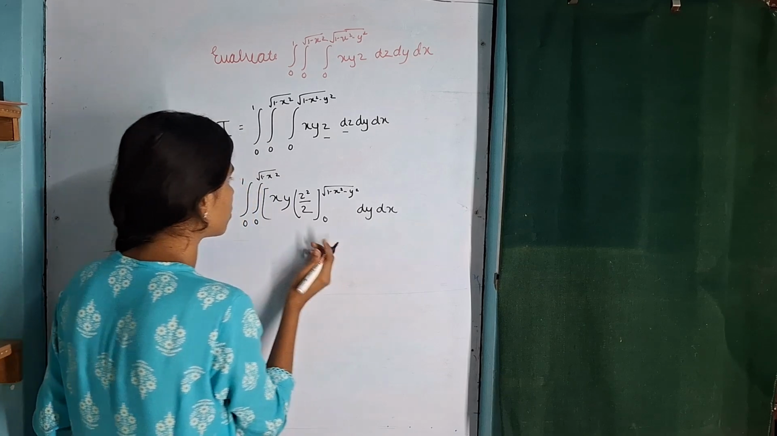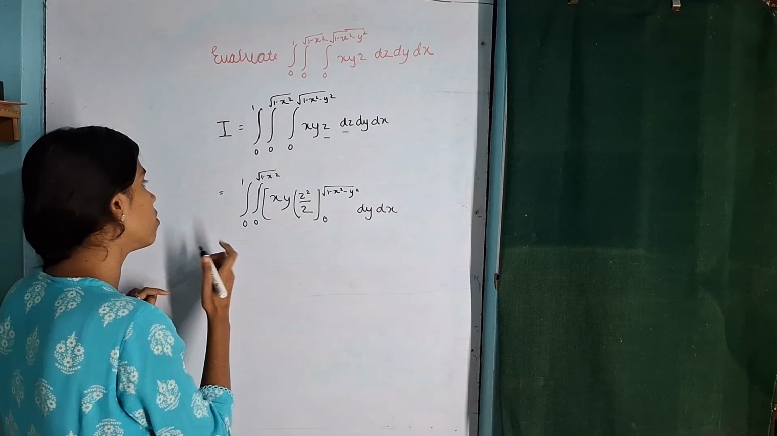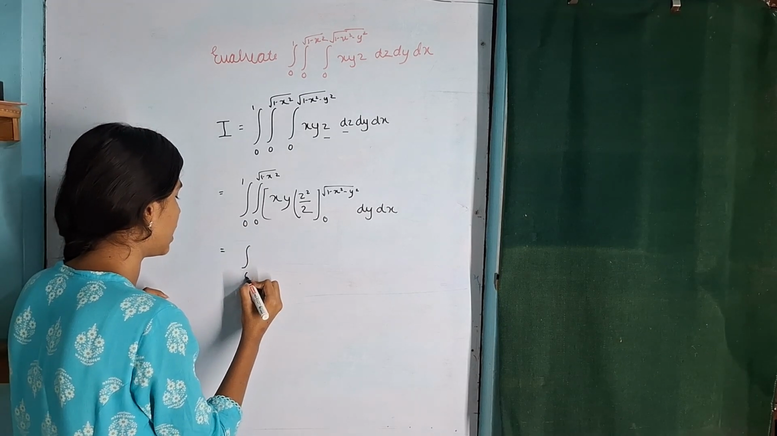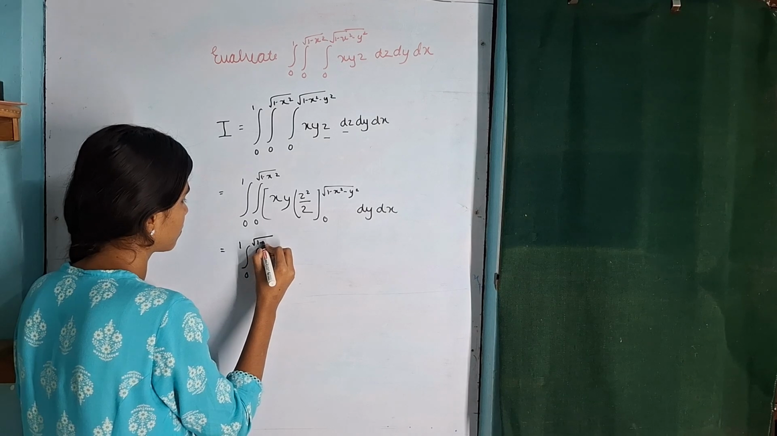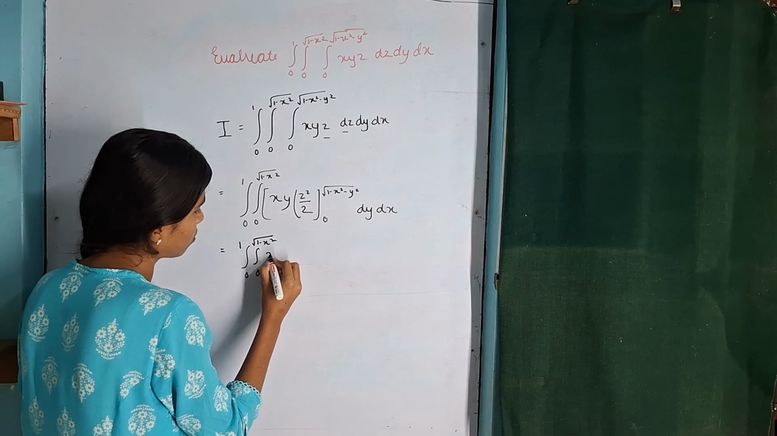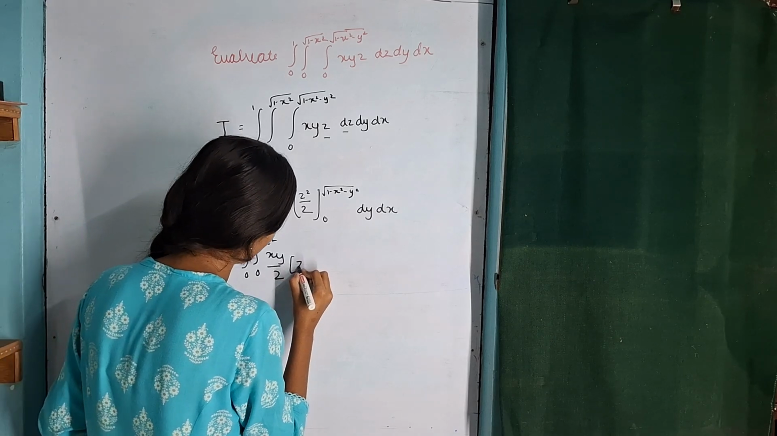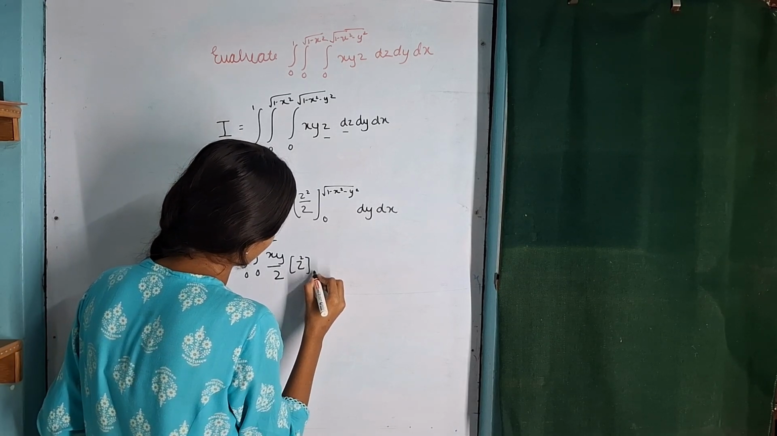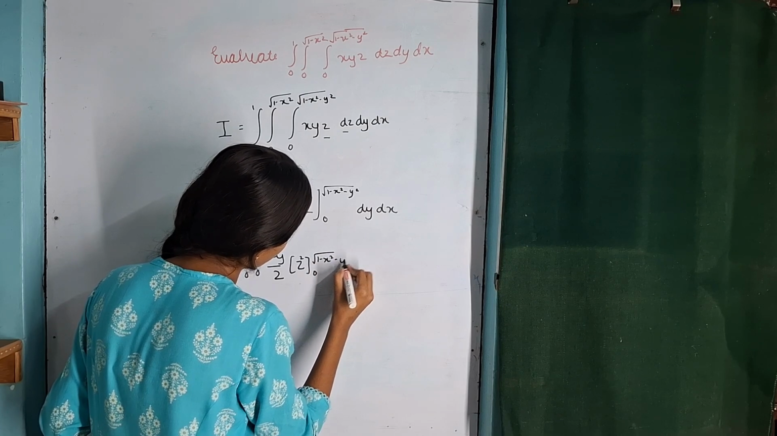Now next, we are going to separate the z term on one side and all the other terms on the other side. So it is going to become xy by 2, and z square is left alone with its limit, that is 0 to root of 1 minus x square minus y square.